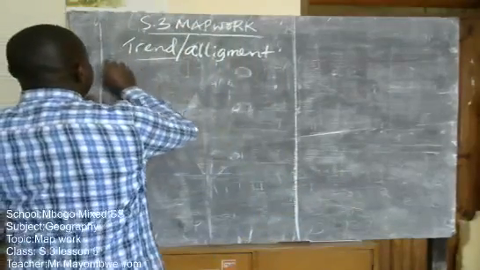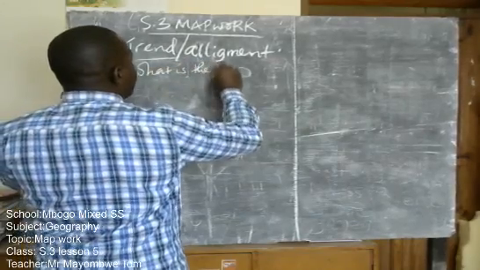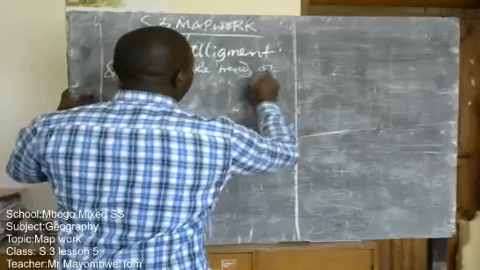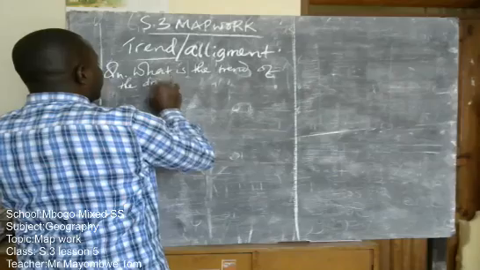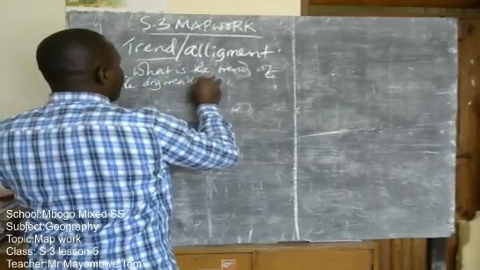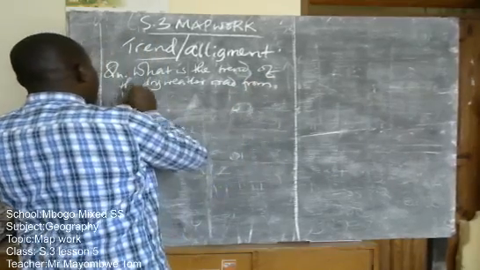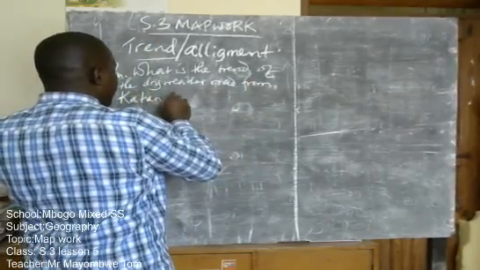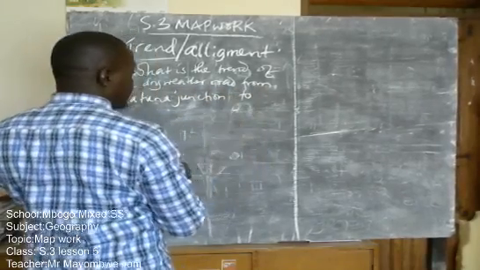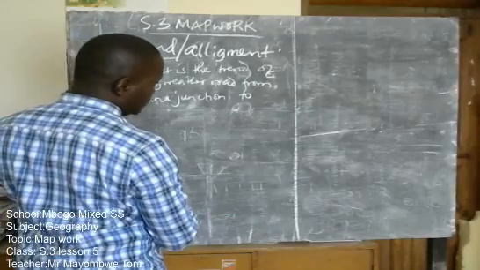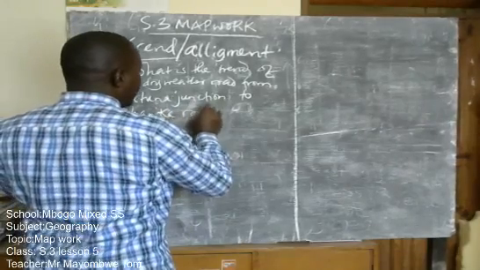So, let us have a guiding question here, assuming they ask you: what is the trend of the dry weather road from Katuna Junction to Chanika Road Junction?